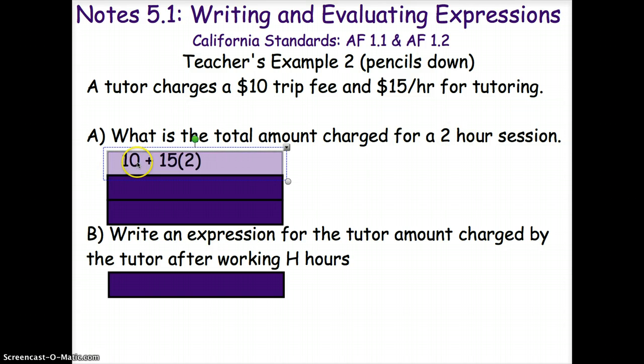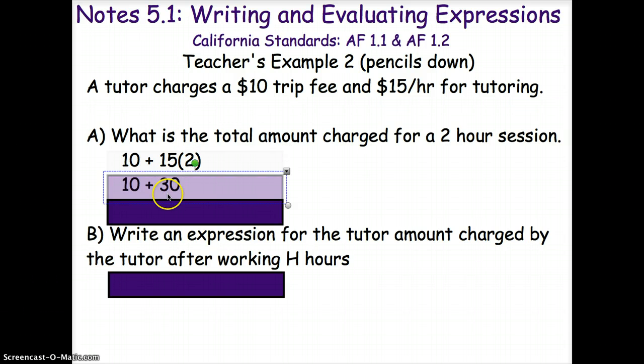So 10 plus the 15 times 2. Of course, we see order of operations tells us to do multiplication first. And then we can add, and we end up with $40.